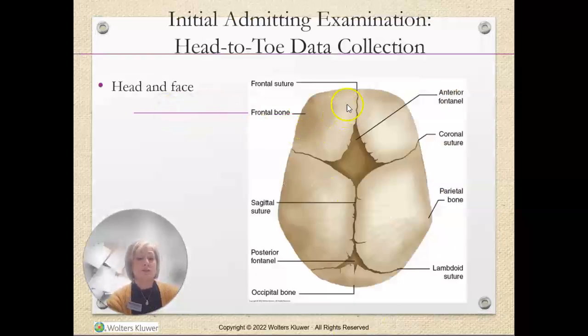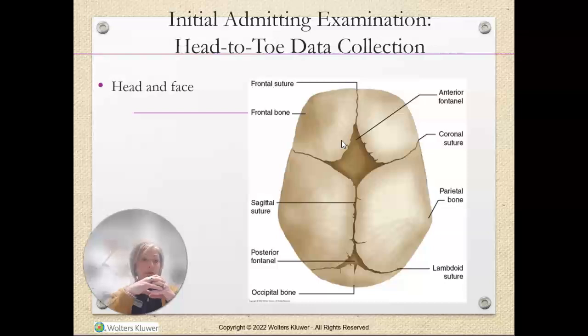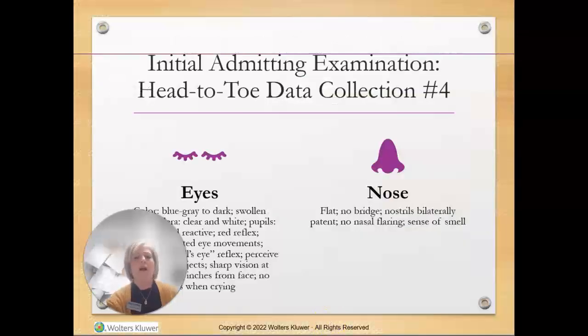But here are your sutures. Here is your anterior fontanelle. Here's your posterior fontanelle. Here is what we call sutures. These sutures will override. They will come over the top of each other if they have to in order to get through that birth canal. So sometimes you will have overriding sutures, and you may see that in some of the charting when we get to do charting. So your initial head to toe: eyes.